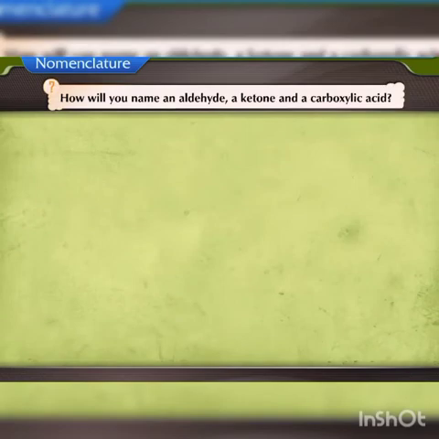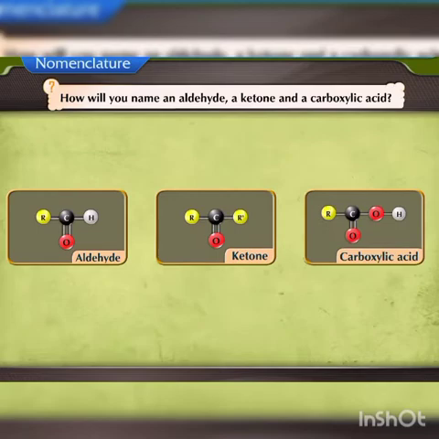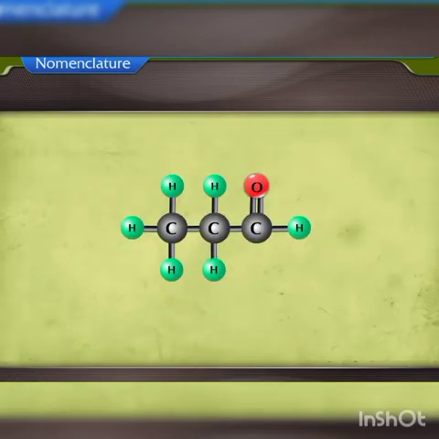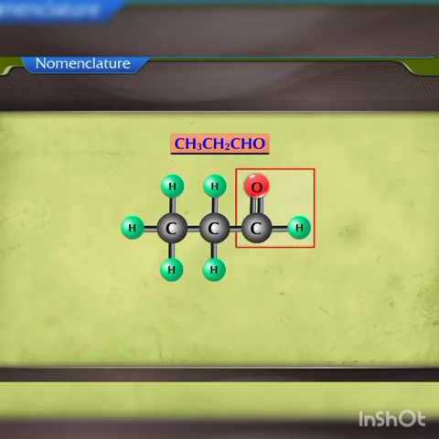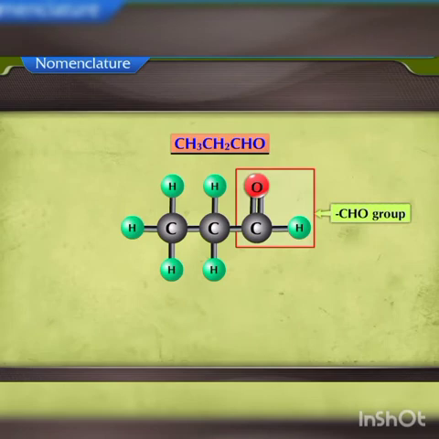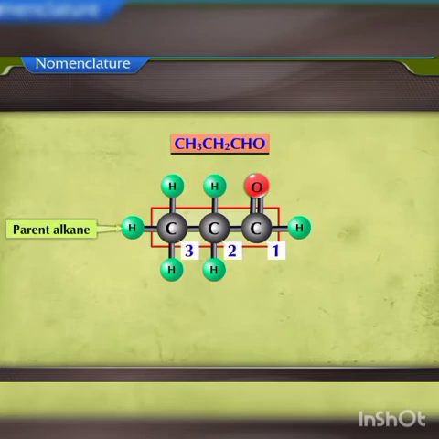How will you name an aldehyde, a ketone, and a carboxylic acid? Consider this example: CH3CH2CHO. From the structural formula, we can say that one hydrogen atom is substituted by the CHO group. The functional group is aldehyde. In this compound, the longest chain is of 3 carbon atoms. Therefore, the parent alkane is propane.